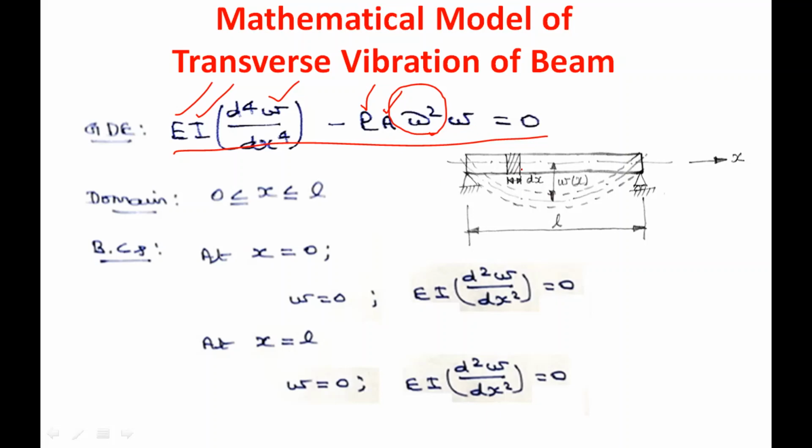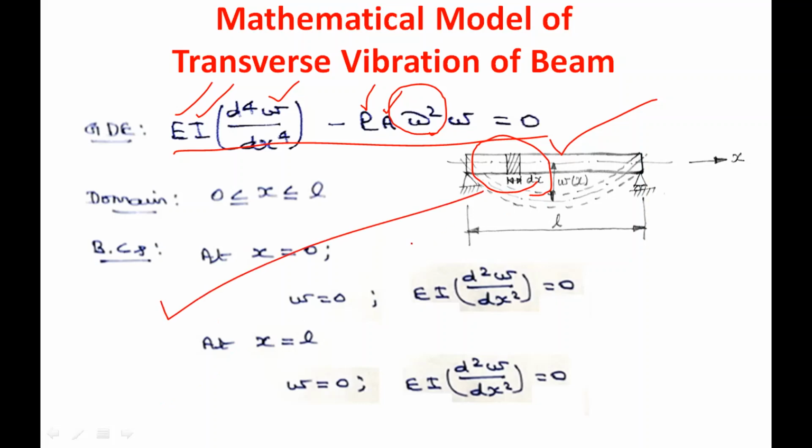In this mathematical model, we consider a simply supported beam. To derive the mathematical model, we assumed an elemental length dx, and based on the equilibrium equation and the constitutive equation, we derived this mathematical model. And these are the boundary conditions for the simply supported beam.